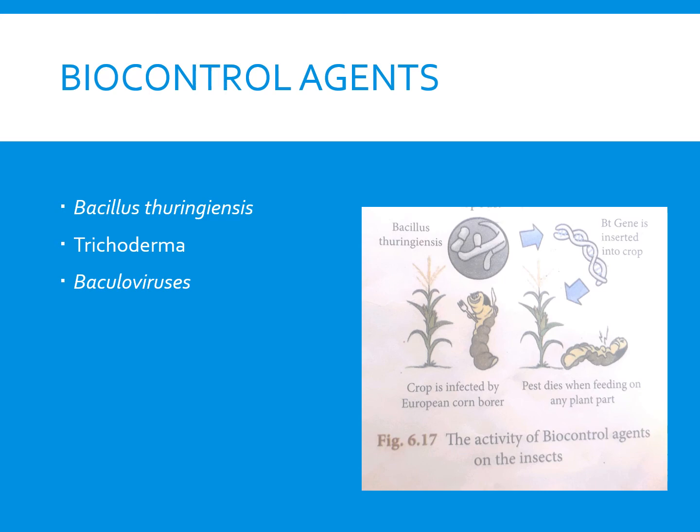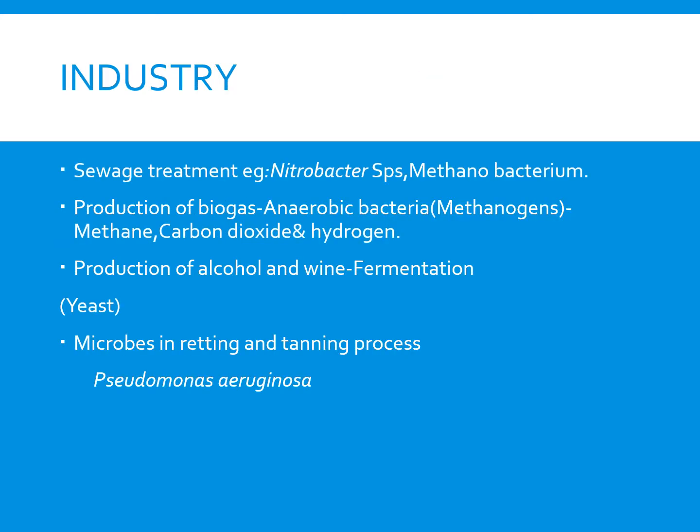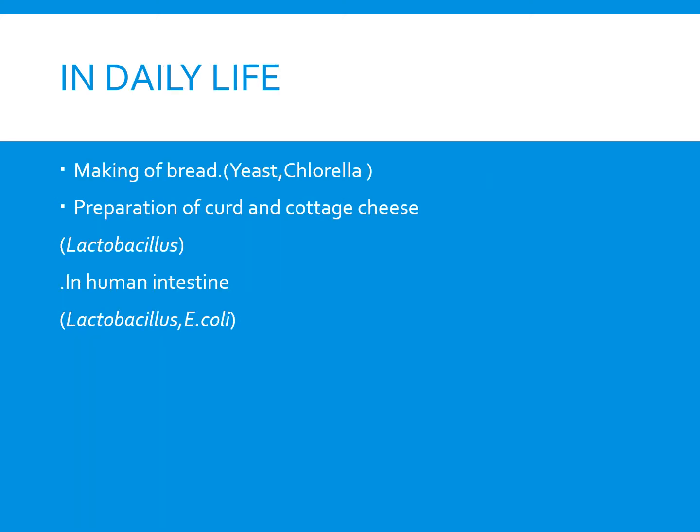I hope you understand. The next one, in industry they are also useful. Sewage treatment, example, Nitrobacter species, Methanobacterium, production of biogas, anaerobic bacteria, methane, carbon dioxide and hydrogen. These are additional points, understand. Then production of alcohol and wine fermentation by yeast, and microbes in retting and tanning process. Example, Pseudomonas aeruginosa. What you mainly need to study here is anaerobic bacterium, then sewage treatment, production of alcohol and wine, where this yeast is playing a major role.